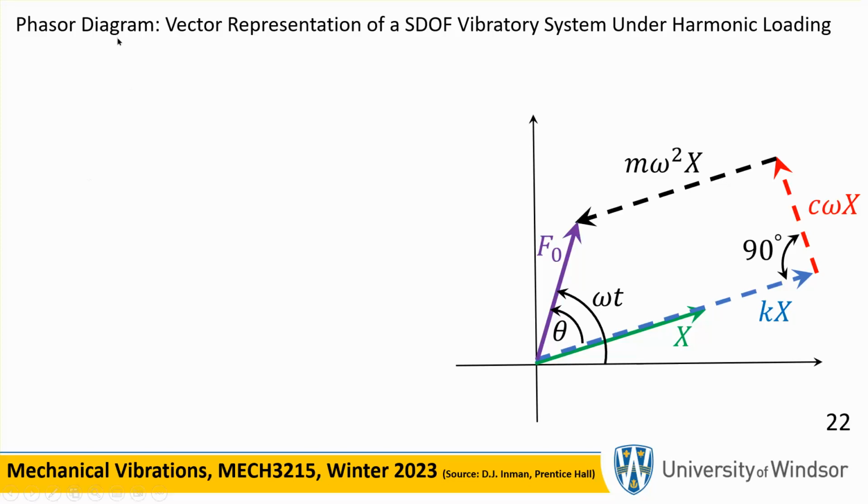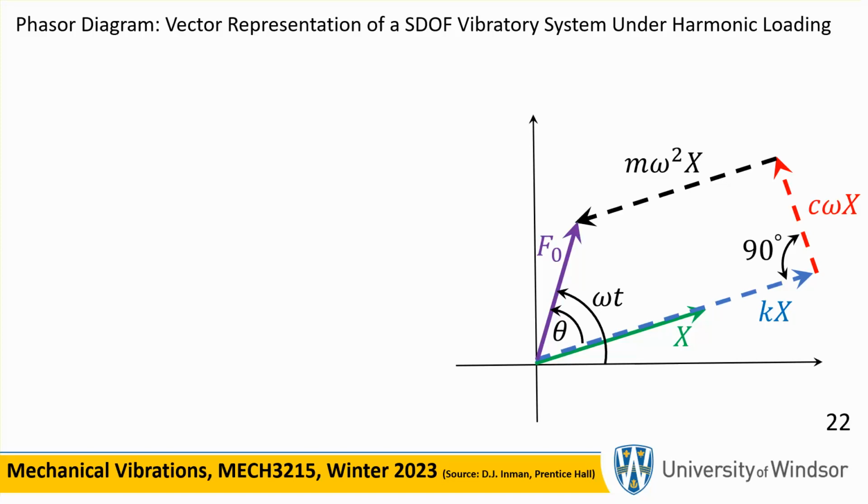So in this situation, this is called a vector representation of a single degree of freedom system. Okay, vector representation or phasor diagram. Vector representation of a single degree of freedom vibratory system under harmonic loading. It's very important. Some version of it is called a phasor diagram, and you might have seen this in your first circuits course.